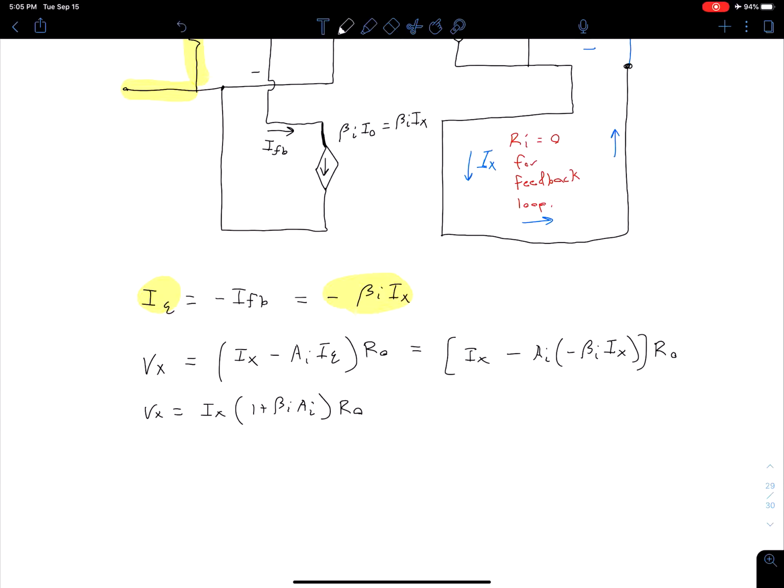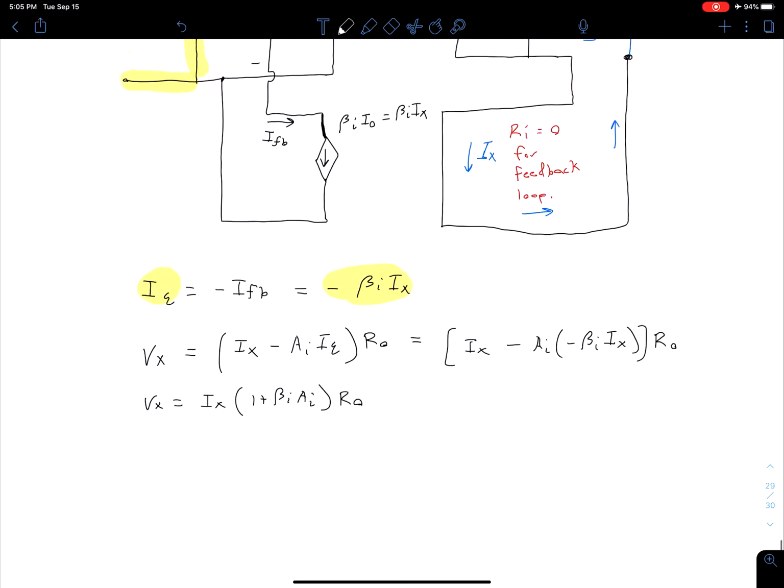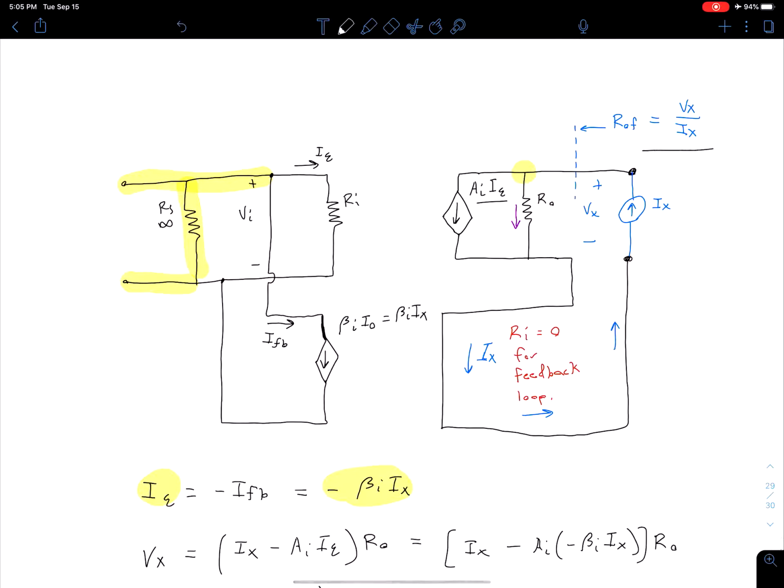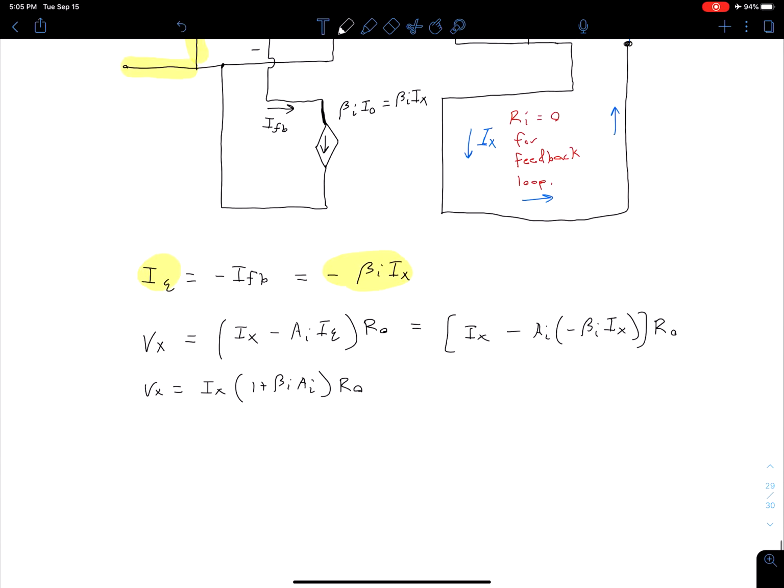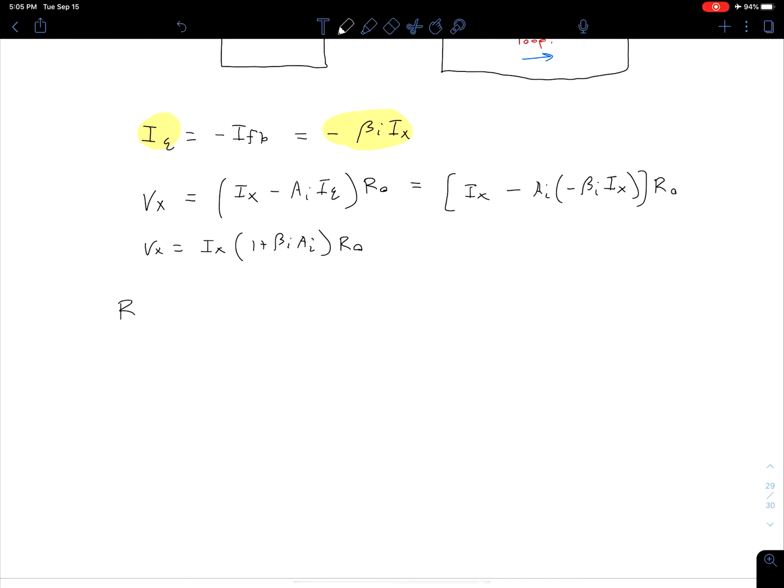And so of course from here we can easily rearrange that to get our Vx over Ix, which remember is what we were initially looking for. So we can say the output resistance of this amplifier, R_of, is equal to Vx over Ix, which we just rearranged from the above equation. We see that that is the quantity of 1 plus beta_I times A_I times the output resistance of the amplifier, R_o.